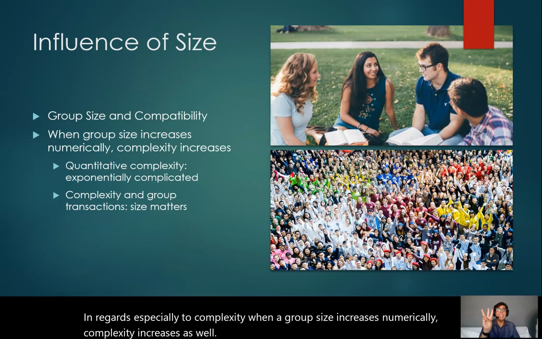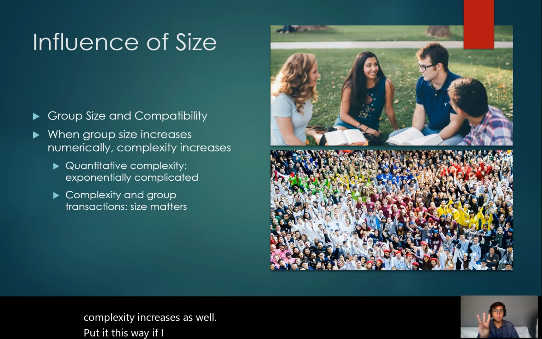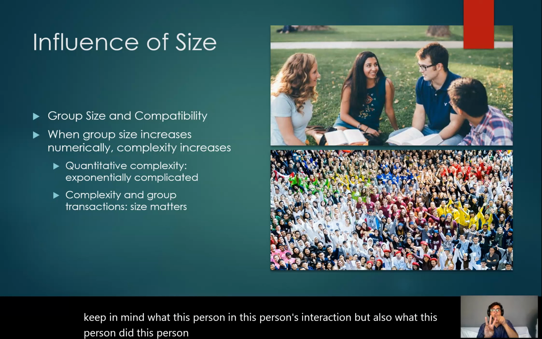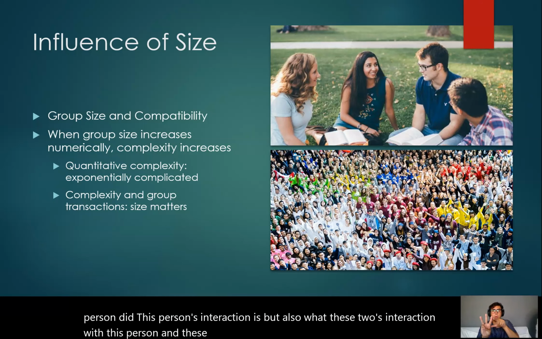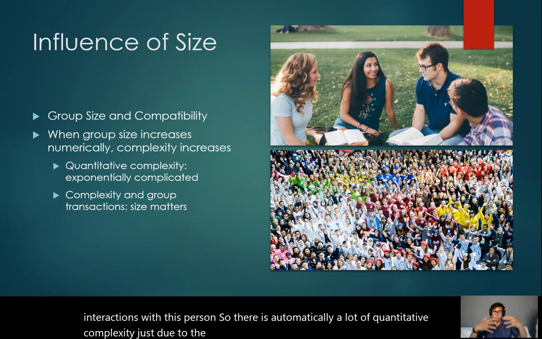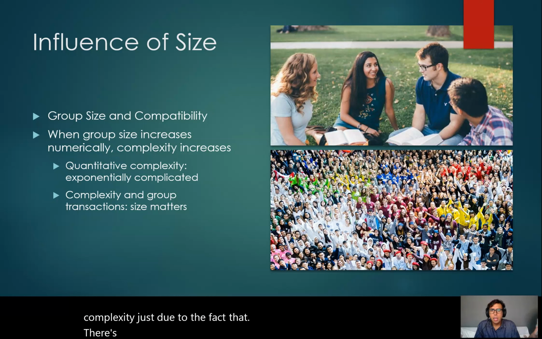Put it this way, if I have 3 people in my group, then I have to keep in mind what this person and this person's interaction is, but also what these two's interaction with this person is, and these two's interactions with this person, and these two interactions with this person. So there is automatically a lot of quantitative complexity just due to the fact that there's more people.